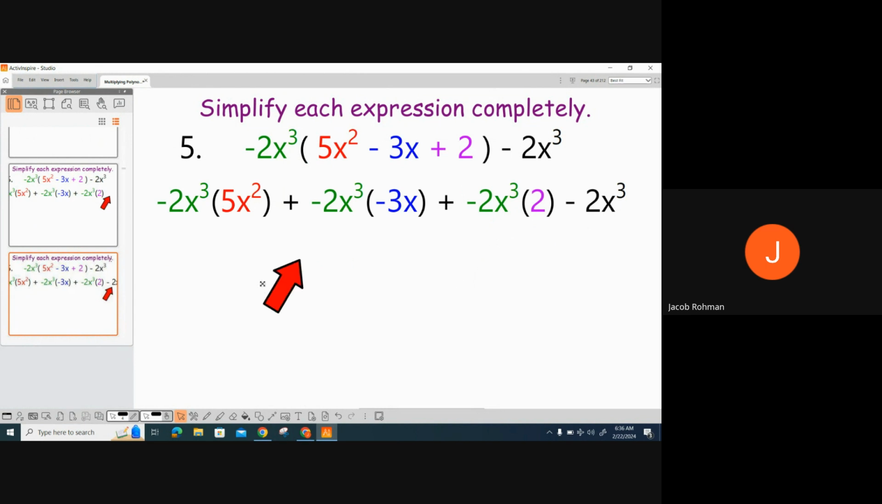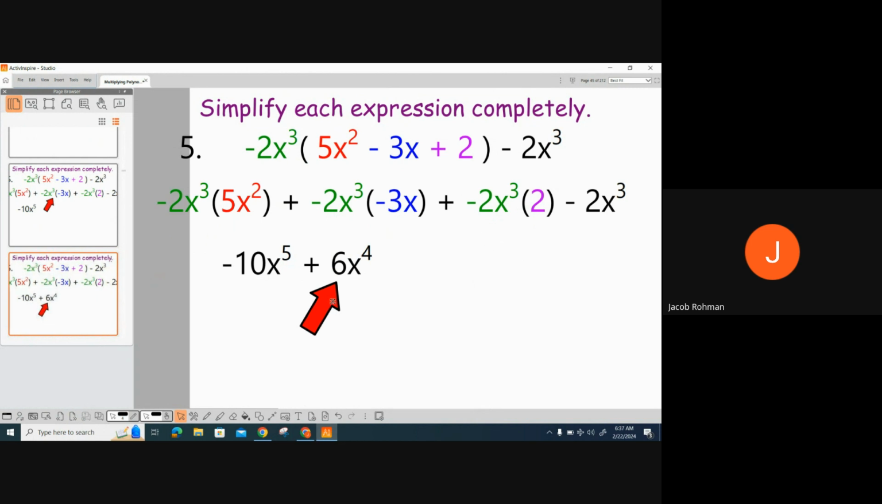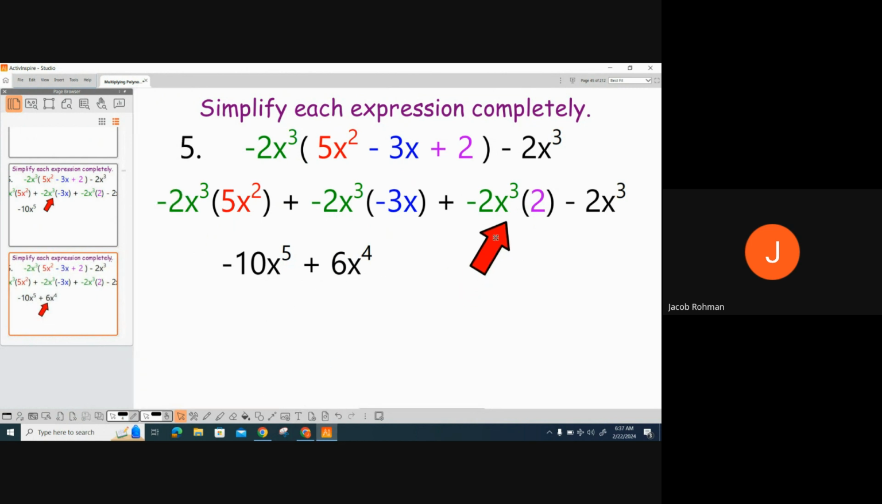Okay, so now when I multiply these two together, I'm going to get negative 10x to the 5th. When I multiply these two together, I'm going to get 6x to the fourth. And then when I multiply these two together here, then I'm going to get negative 4x cubed. And then again, this negative 2x cubed is just going to tag along right here.